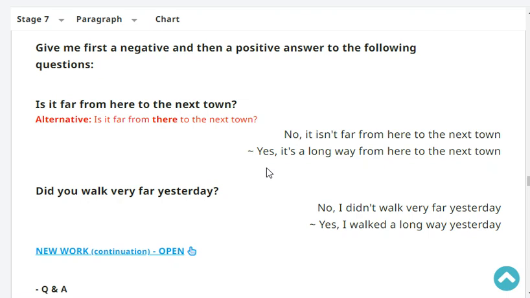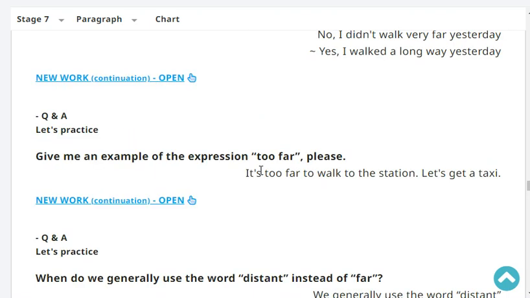Very good. Did you walk very far yesterday? No, I didn't walk very far yesterday. Yes, I walked a long way yesterday. Very good. Give me an example of the expression too far.